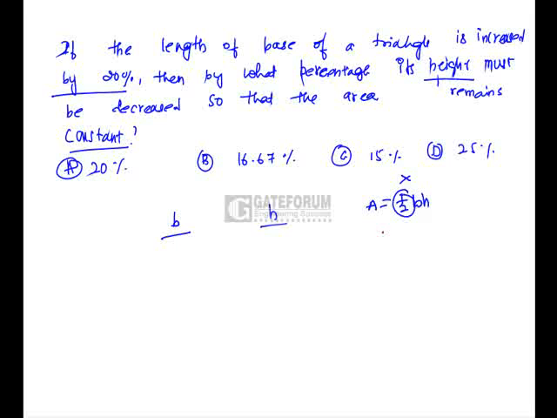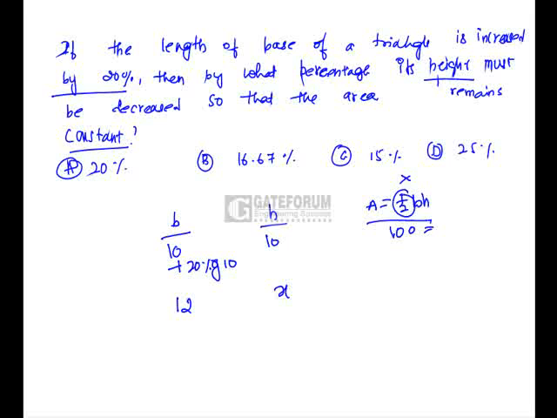a constant anyway. Now let the base be 10 units, let the height be 10 units. So the area will be 10 into 10, 100 units. We are not considering half. Next, similarly, base is increased by 20%. If it is increased by 20%, so 20% of 10 is nothing but 2. So the new base will be 12 units.